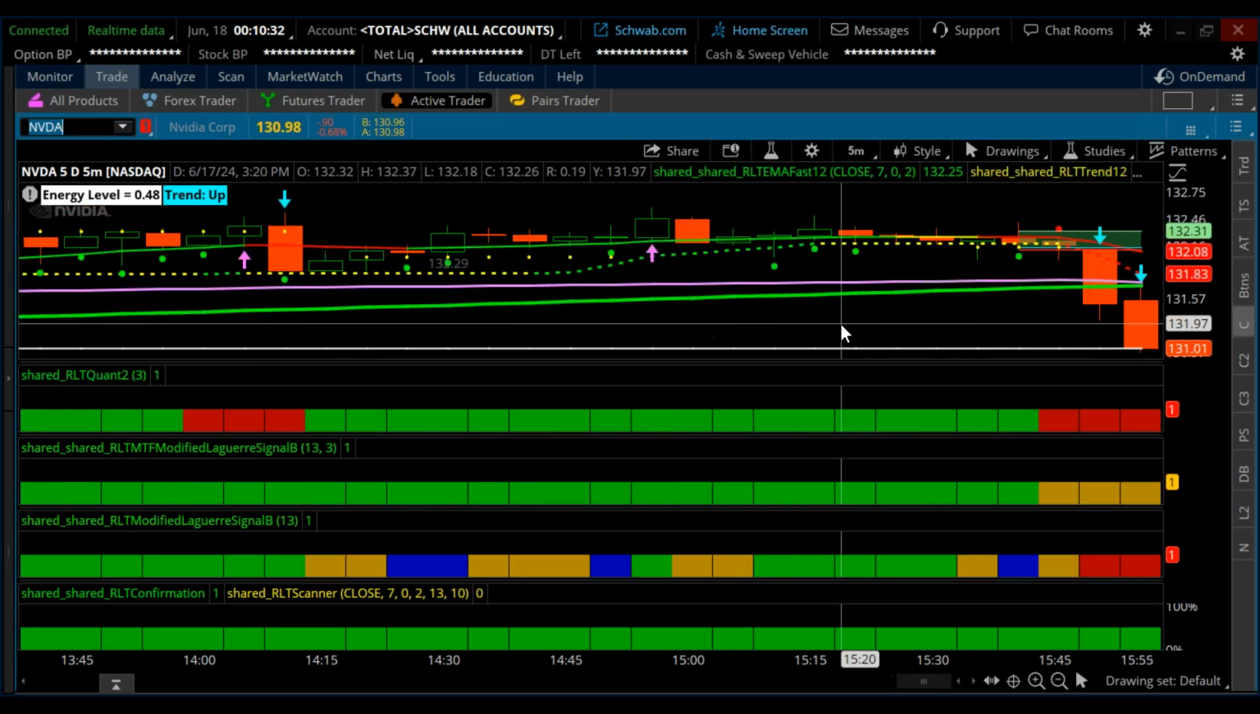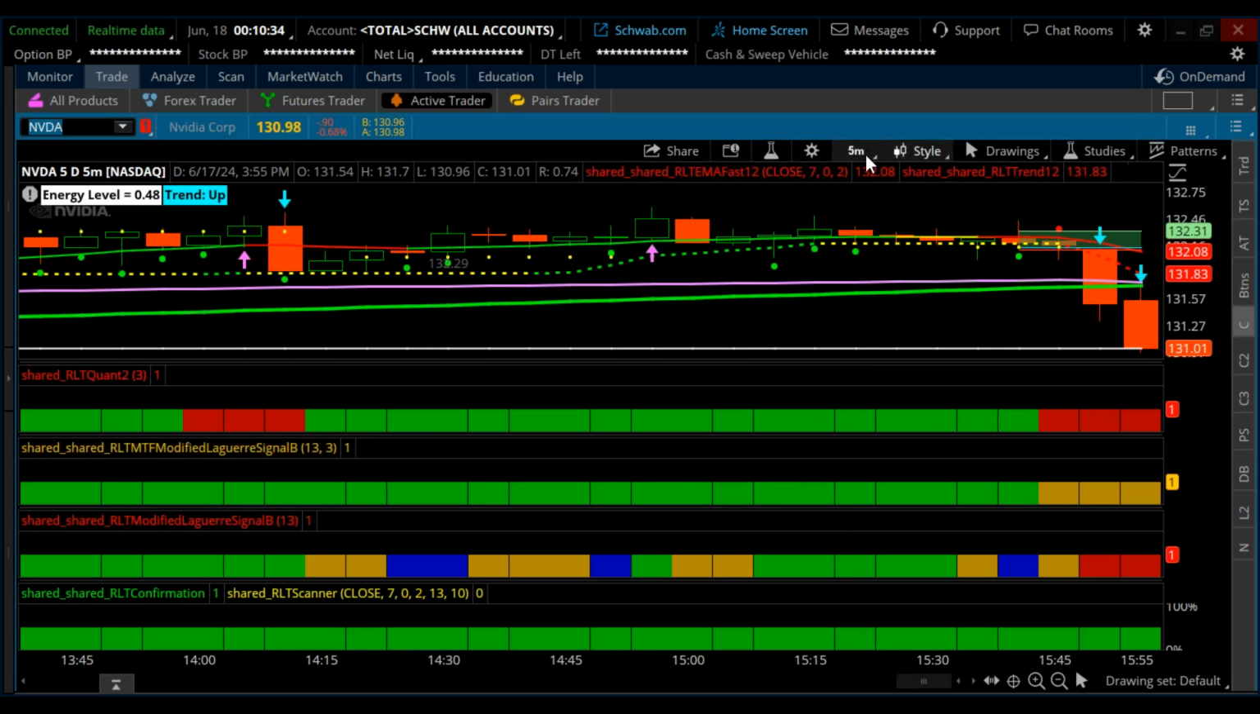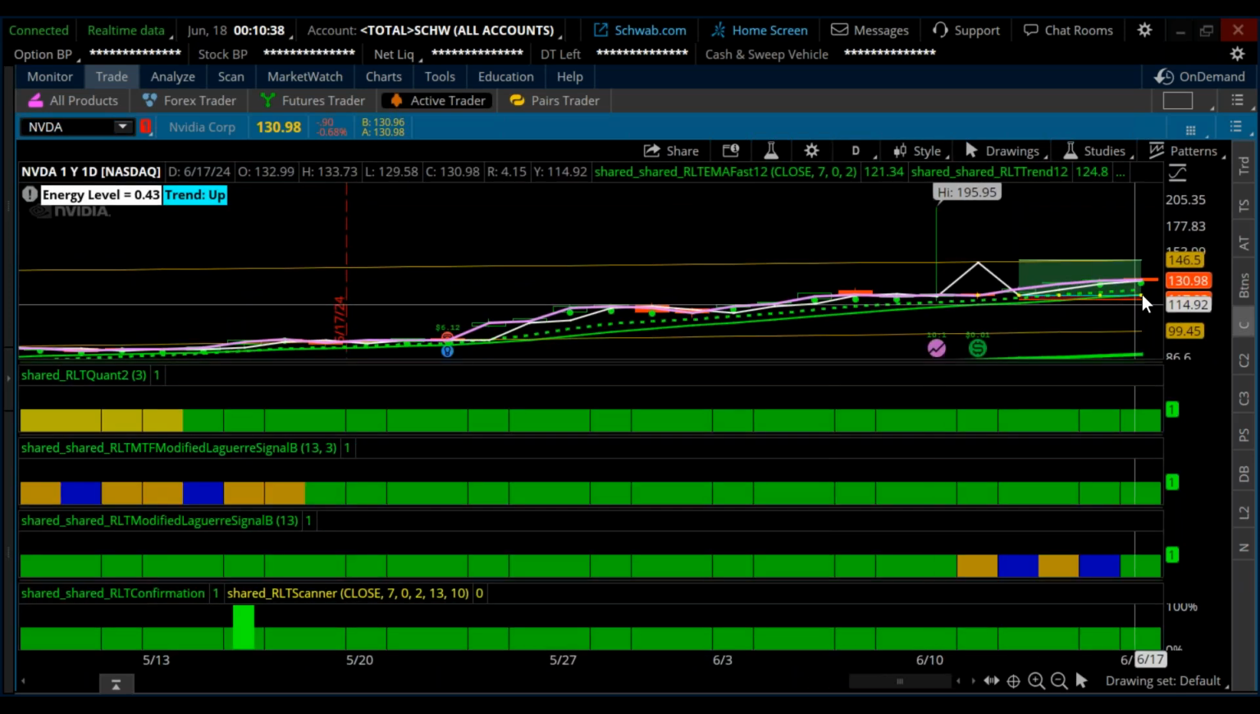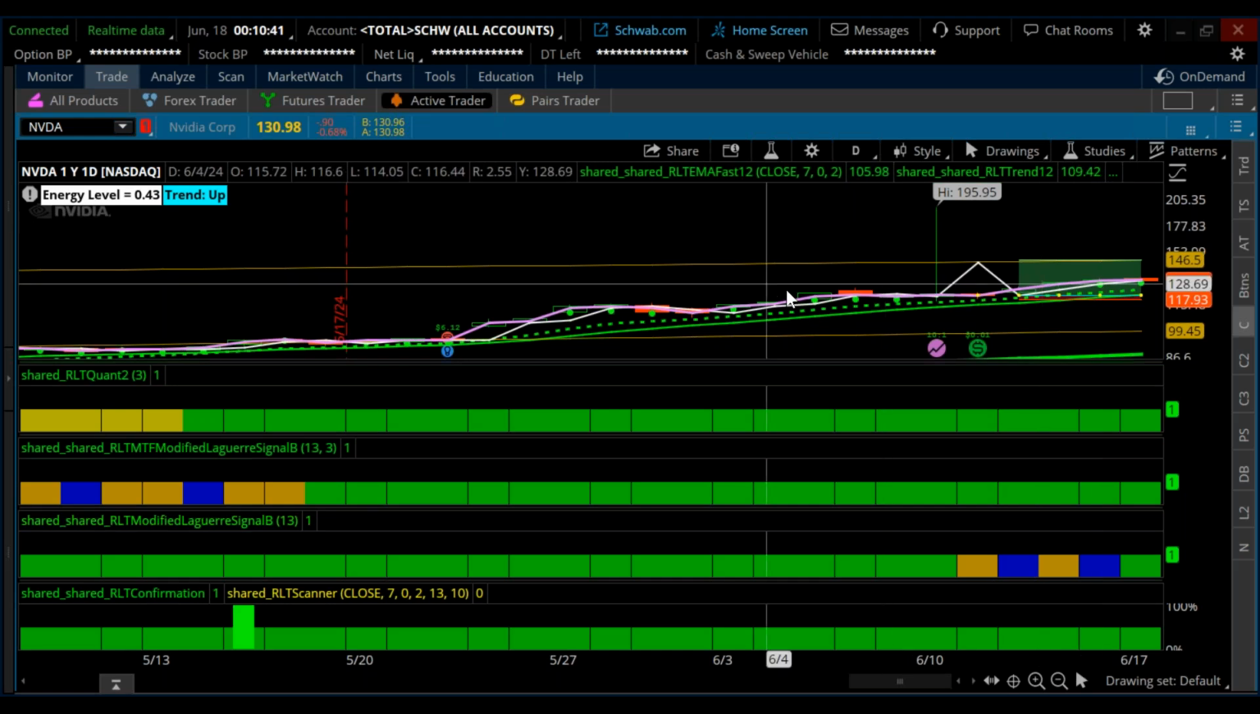All right, NVIDIA very choppy till later in the day. But here's what the key is on NVIDIA. You like it because the daily chart looks really, really nice. This is NVIDIA.